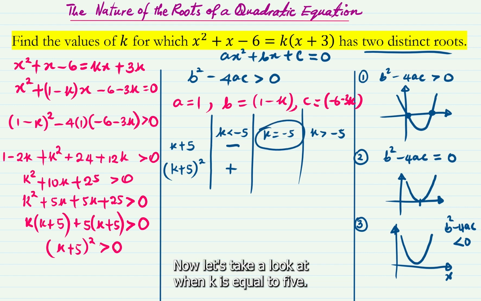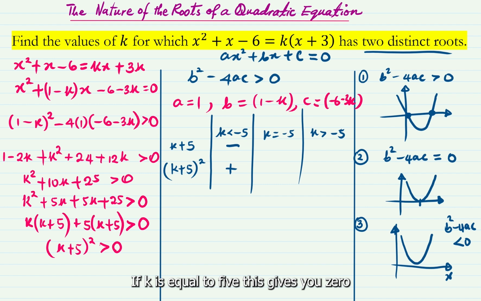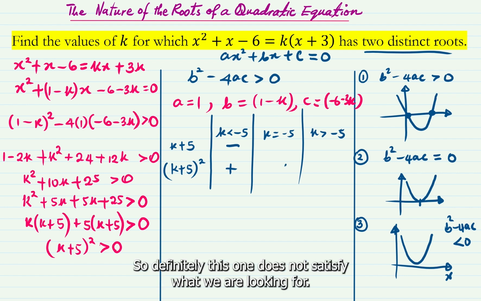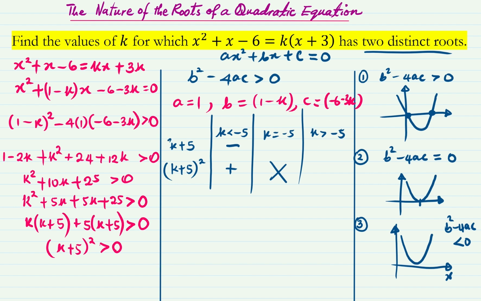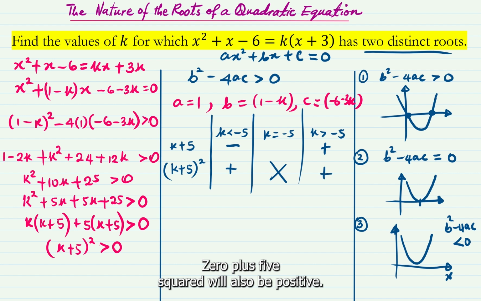Now let's take a look at when k is equal to minus 5. If k is equal to minus 5, this gives you 0, which is not positive. So 0 squared is also 0. So definitely this one does not satisfy what we are looking for. When k is greater than minus 5, k could be 0. 0 plus 5 is positive. 0 plus 5 squared will also be positive.